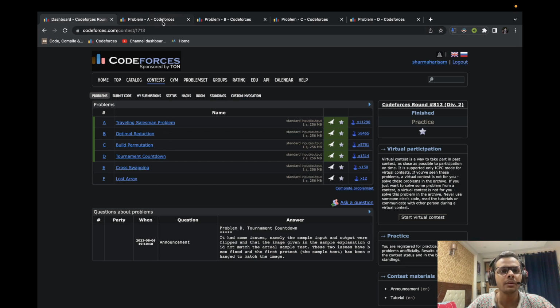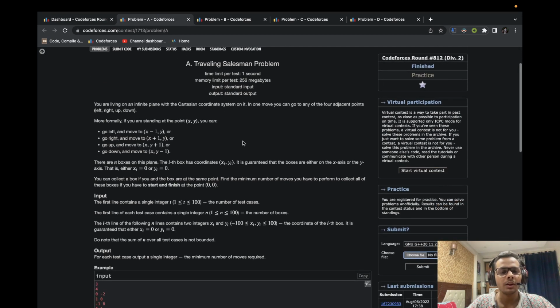So without any further ado, let's start with the first problem. This is a pretty easy problem. Here we are given a Cartesian plane x comma y, and we are given n points, that is the x and y coordinates of all these n points. Basically, we are living in this infinite plane, and in one move, we can go in any of the four neighboring directions. That is, we can either go up, go down, go left, or go right. The condition is that we have to go to all the given n points, and we have to find the minimum number of moves to go to all of these points if we have to start as well as finish at point 0 comma 0.